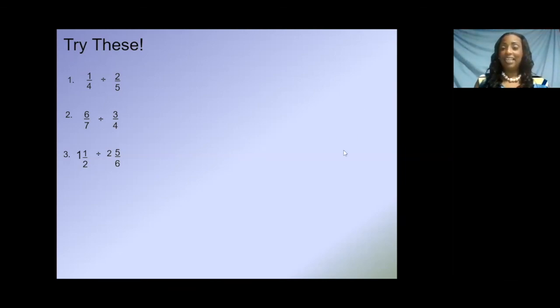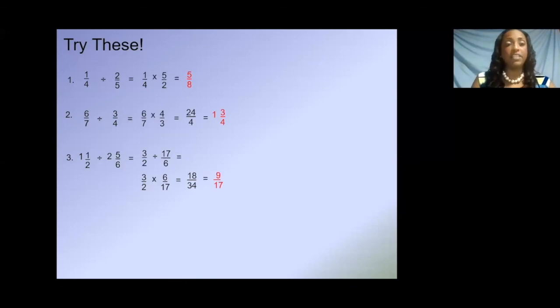Okay, let's see what we have here. Number one, we have 1 over 4 divided by 2/5. Secondly, 6/7 divided by 3/4. And we have mixed fractions: 1 and 1/2 divided by 2 and 5/6. Okay, so let's investigate some of the answers. And of course, as usual, you can compare your answers with mine and see where you would have made a mistake.